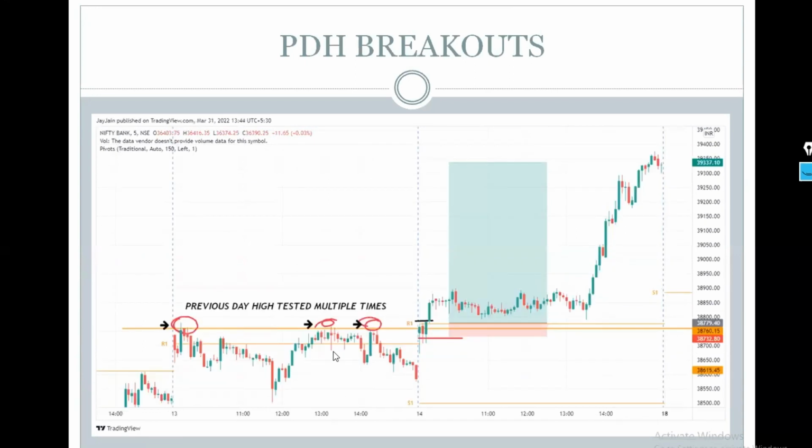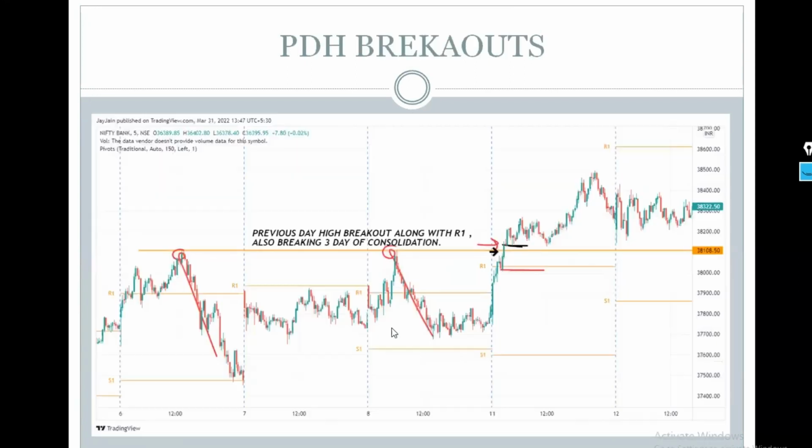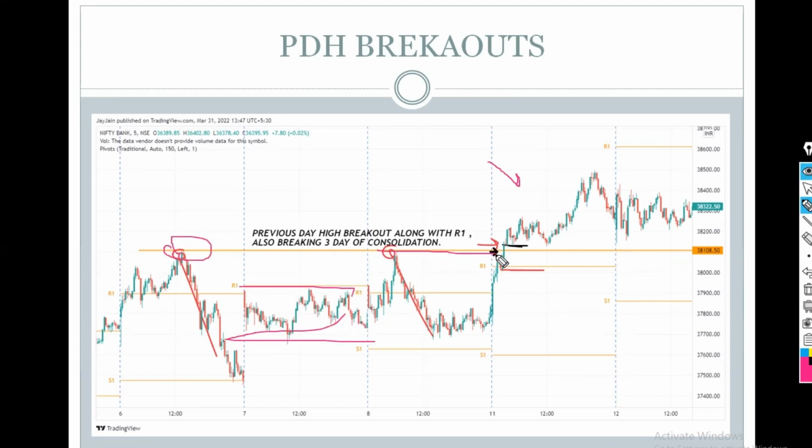Now, have a look at this, the next example. Again, it's quite an interesting example. If you see, this was the high of the last 3 days, right? So day 1 high, day 2 was completely inside the range, and then again day 3. So for 3 days, the market was consolidating.